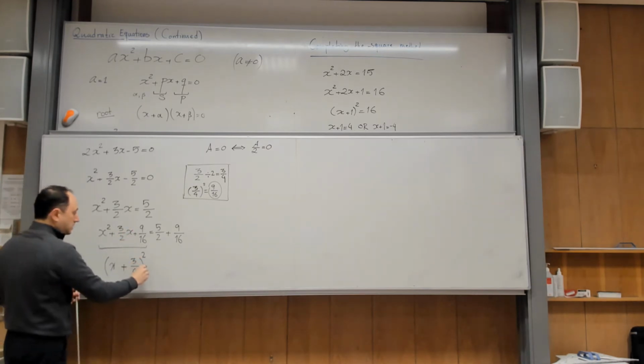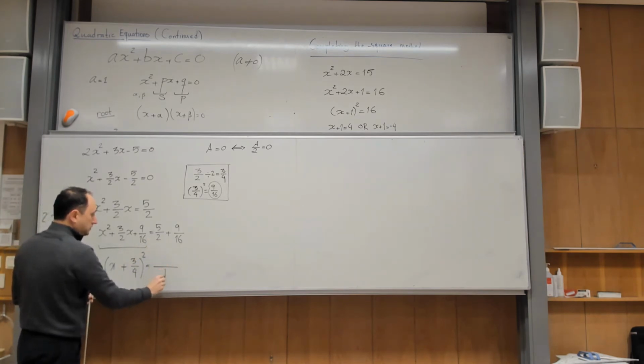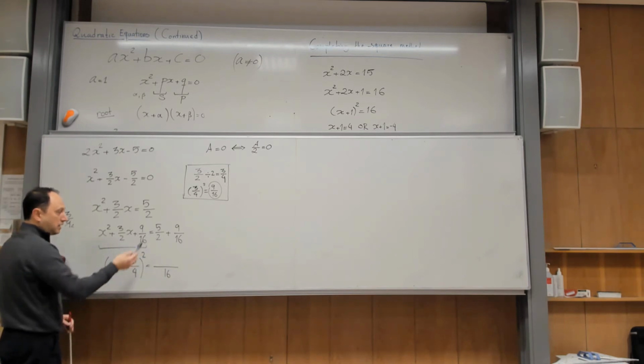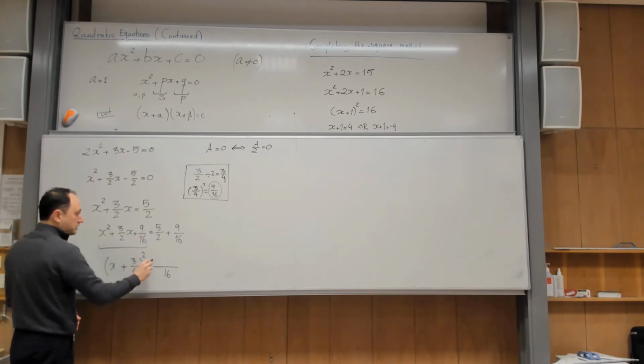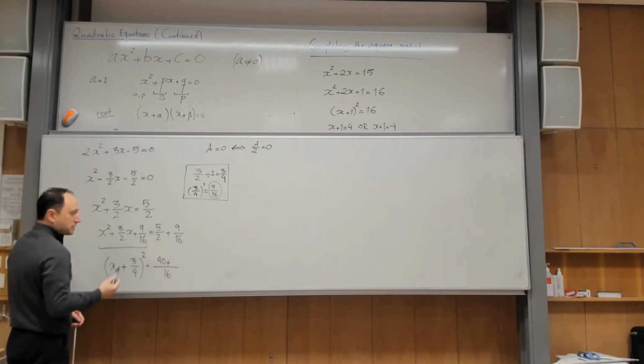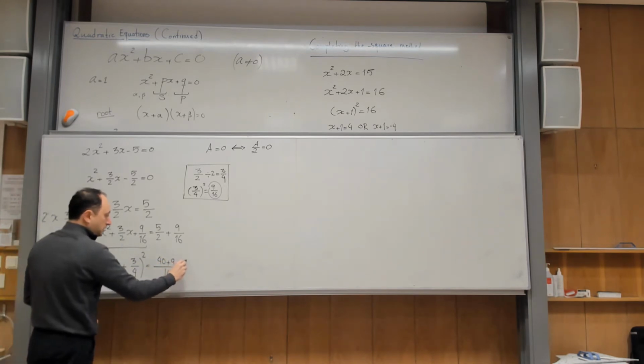But on the right-hand side, I take the common denominator, yes? So the common denominator between 2 and 16 is 16. 16 divided by 2, 8 times. 8 multiplied by 5 is 40. 16 divided by 16, 1 times. 1 times 9 is 9. And of course, this becomes 49 over 16.